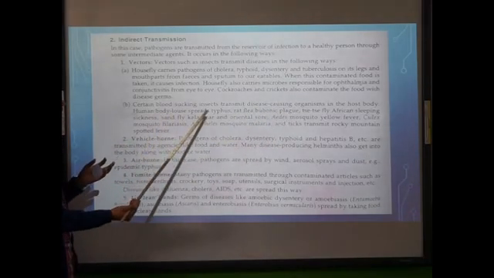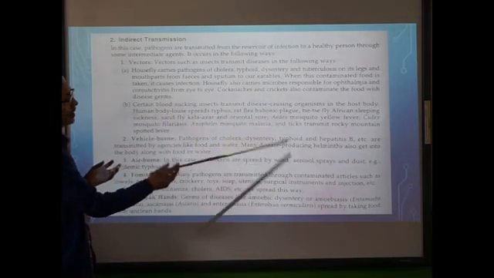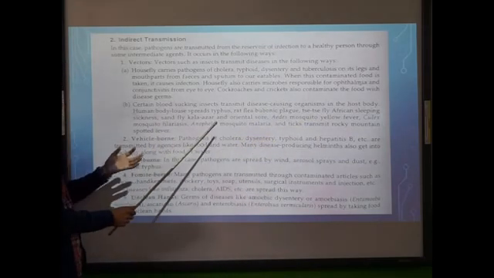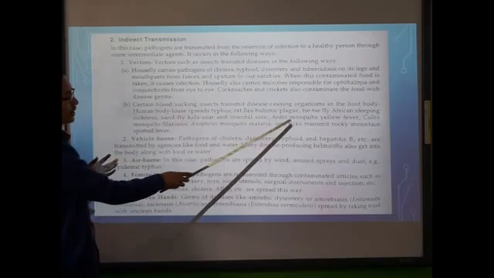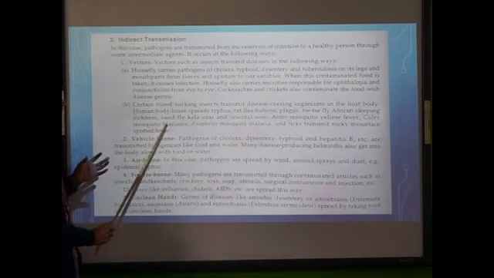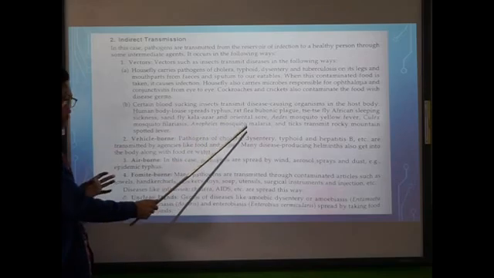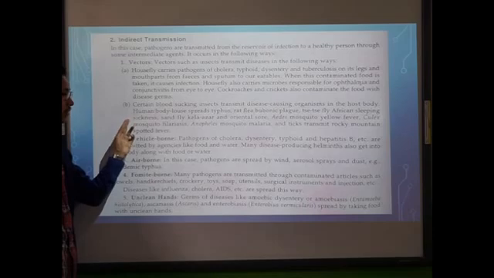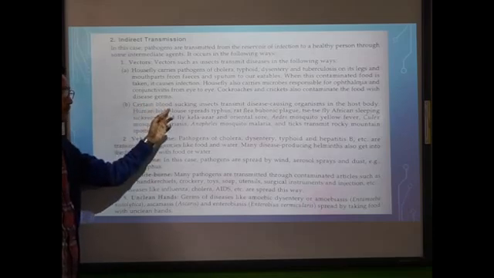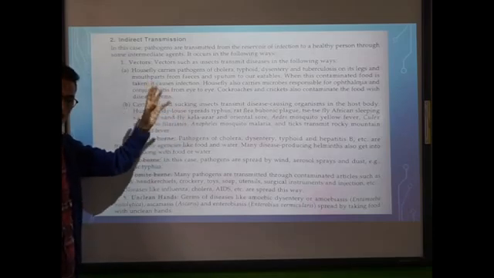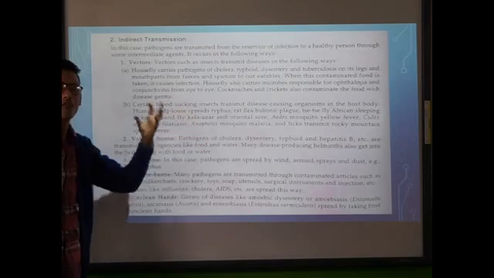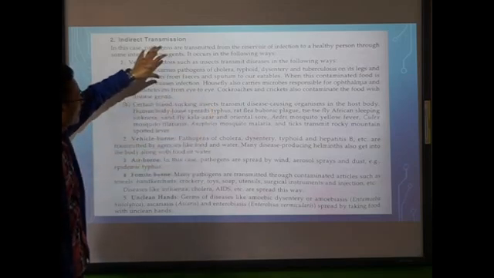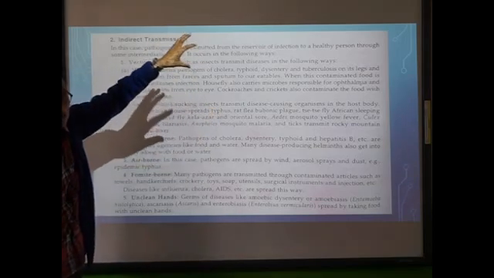Next one. Certain blood-sucking insects transmit disease-causing organisms into the host body. Human body louse causes typhus, rat flea causes plague, tsetse fly causes African sleeping sickness, sand fly causes kala-azar and oriental sore, Aedes mosquito yellow fever, Culex mosquito filariasis, Anopheles mosquito malaria, and ticks transmit Rocky Mountain spotted fever. So these are the diseases that are caused by the blood-sucking insects. May you remember, the Anopheles mosquito is mainly the vector. So with the help of this, the disease can be transmitted through the indirect mode of transmission.